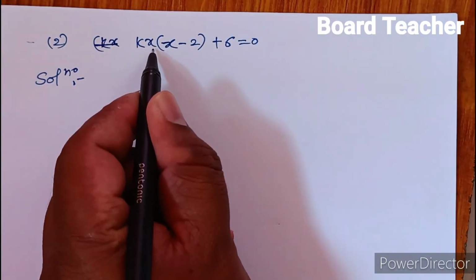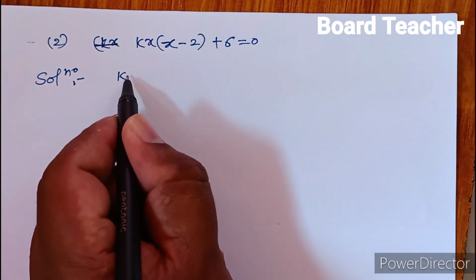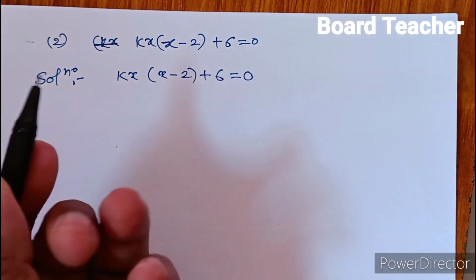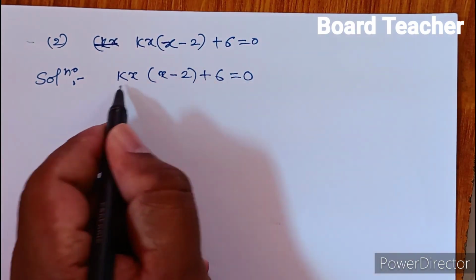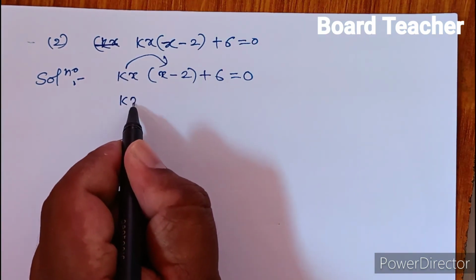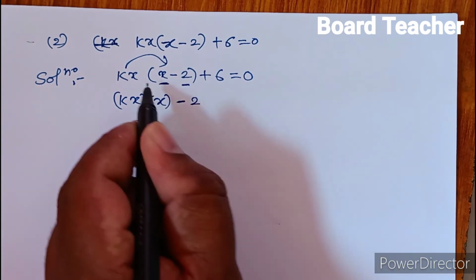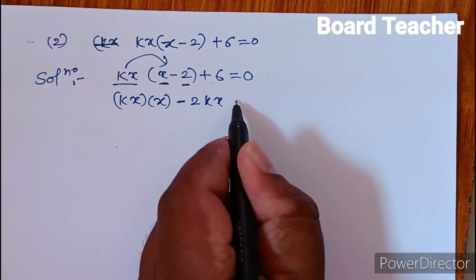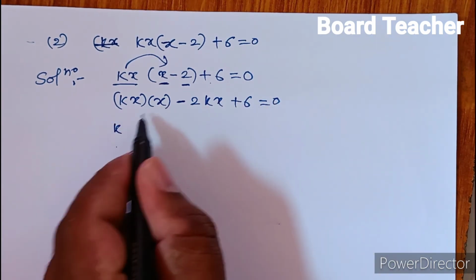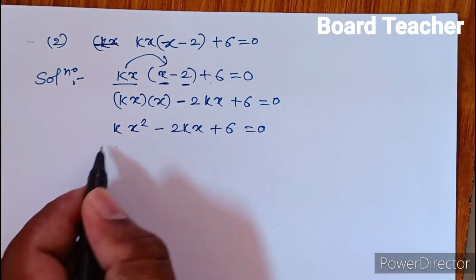Next sub question is kx into x minus 2 plus 6 equals 0. Write down the equation as it is. Now this kx will be multiplied with x minus 2. We get kx into x first, then minus 2 into kx, plus 6 equals 0. Now k as it is, x into x, that is x square, minus 2kx plus 6 equals 0.